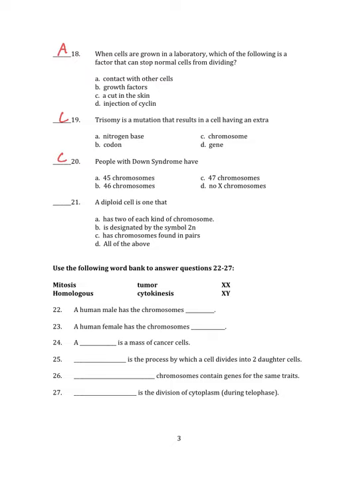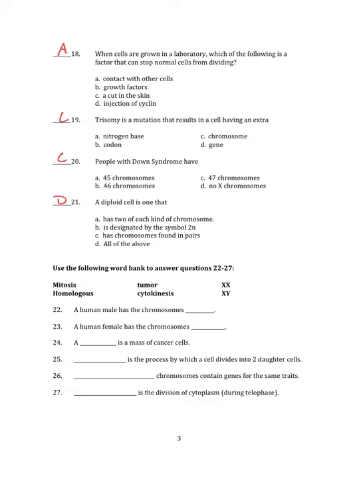Number 21 says a diploid cell is one that A, has 2 kinds of each chromosome, B, is designated by the symbol 2N, and C, has chromosomes found in all pairs. We read all of those because the correct answer is D. All of those are characteristics of a diploid cell.